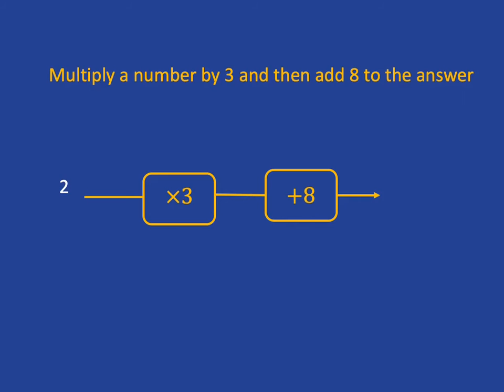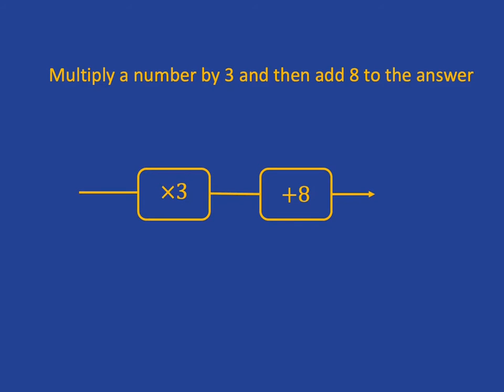Now let's use a number as an example to see how this would work. So if we start with 2, and we feed it through the machine that multiplies by 3, we'll get out 6. Then we take that 6 and feed it through the machine that adds 8, and we'll come out with the answer of 14.